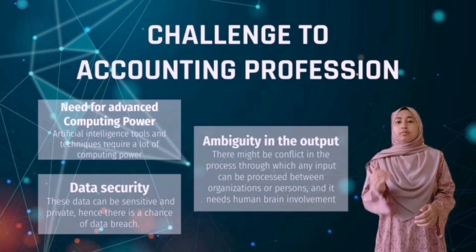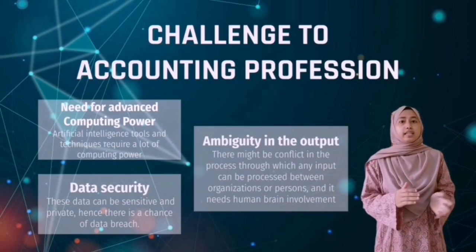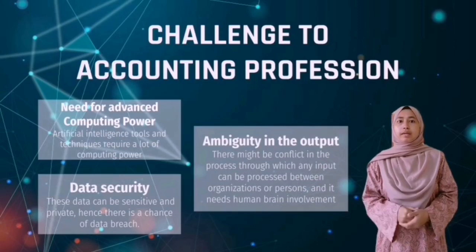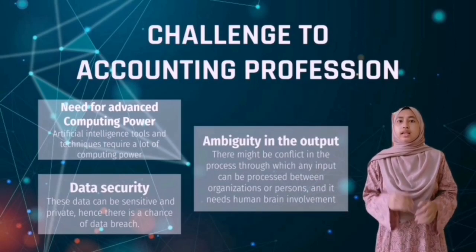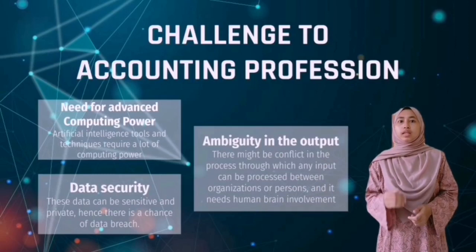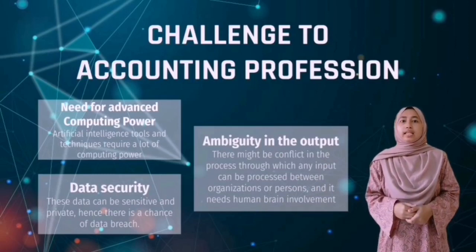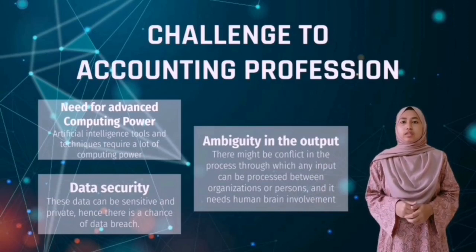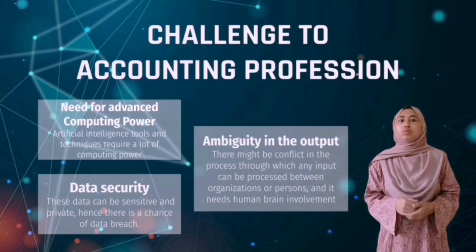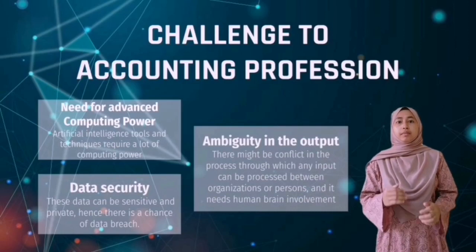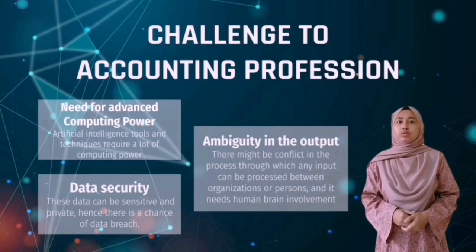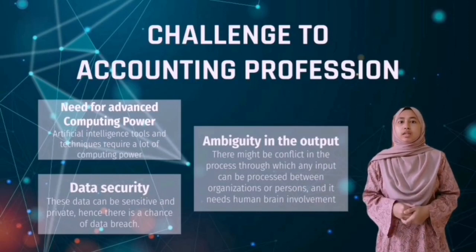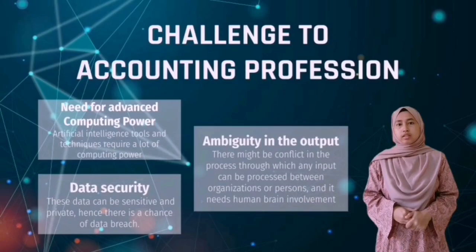Lastly is in the aspect of ambiguity of the output. Since AI is a simulation of human intelligent processes by machine, there might be a conflict where any input can be processed between an organization and also a person, and it still needs human brains to be involved. Hence, it's still a task to generate AIs that can sustain such situations and give output on which everyone agrees. There may be some bad data which can lead to unethical and unfair results. Therefore, these results may be discarded because they can lead to a biased decision.